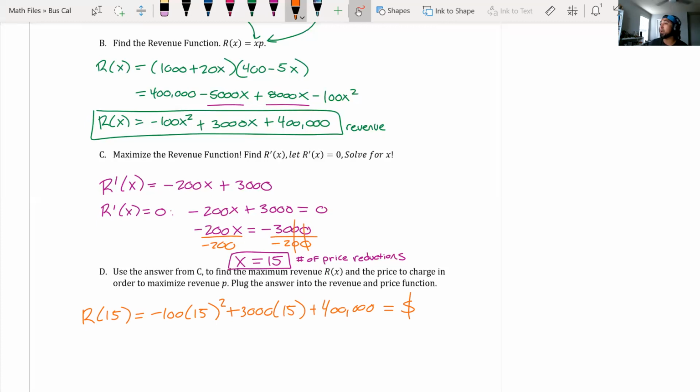And if we do a max number of 15 price reductions, we'll get 422,500 bucks in revenue. That'll be max revenue. Okay. And now, in order to get this revenue, we need to see what price we should sell these tickets at.